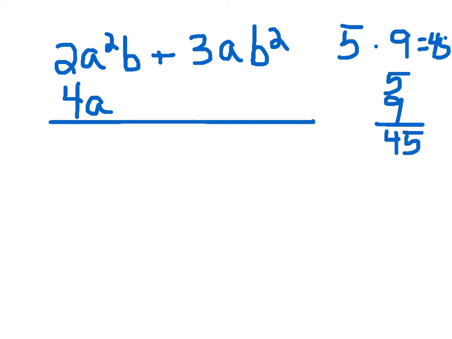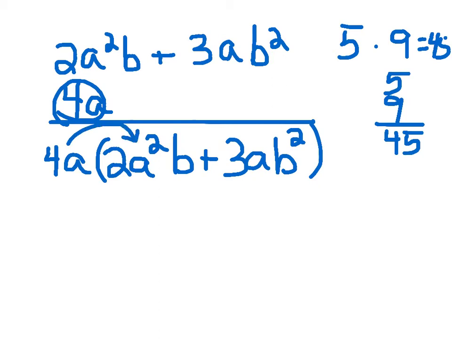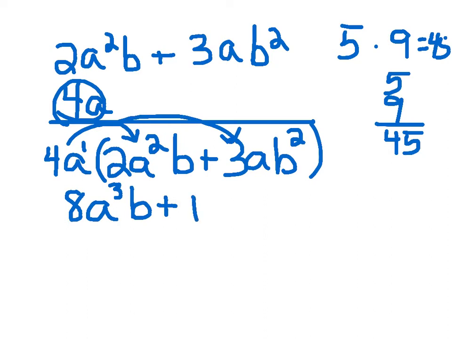So my suggestion to you is to rewrite this problem in the form that you're familiar with, putting the monomial on the outside of the parentheses and the polynomial on the inside. So that would be times 3ab squared. I'm going to distribute first 4a over 2a squared b. Multiplying the coefficients gives me 8. Adding the exponents of the variables in alphabetical order gives me a to the 3rd b. Now I'll do the same thing over here. When I distribute the 4a over 3ab squared, I get 12a squared b squared.